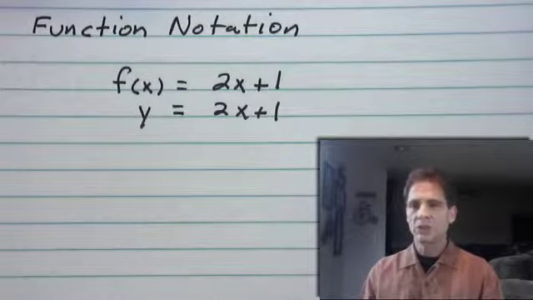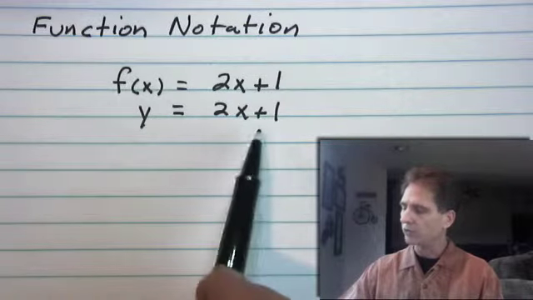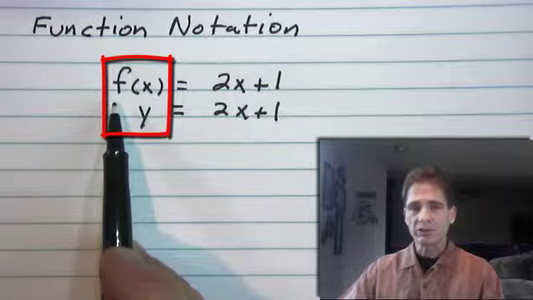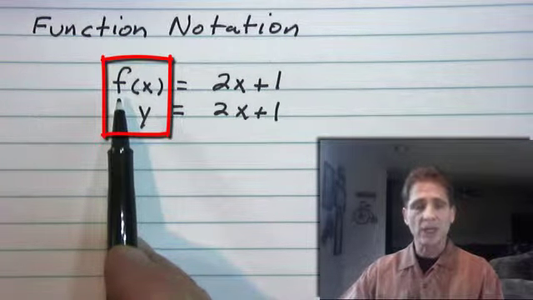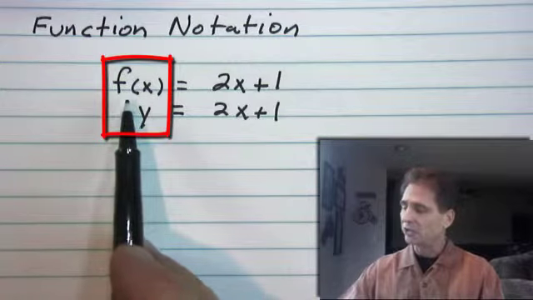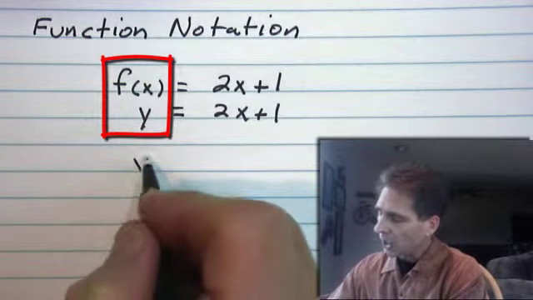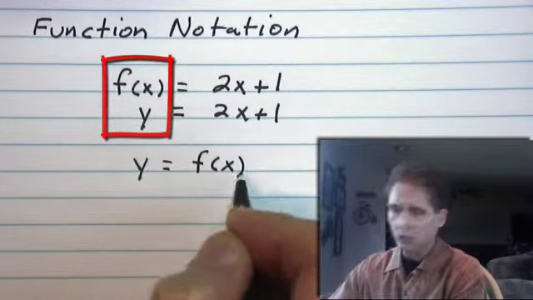So function notation is nothing more than writing an equation in y equals form, but instead of using y, we use f of x. The way you say it is "f of x." It does not mean f times x. It simply is replacing y. In other words, y and f of x are the same thing. They are equal.